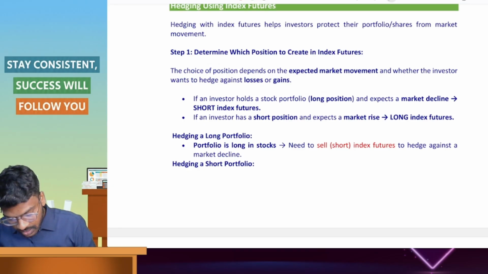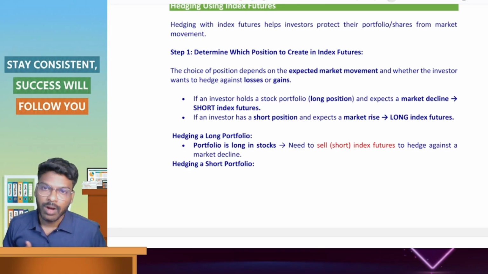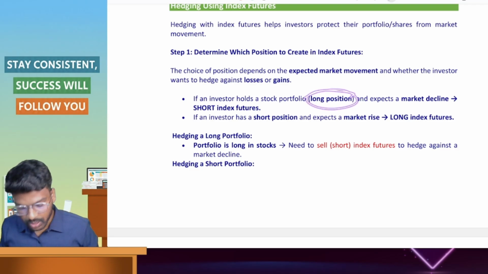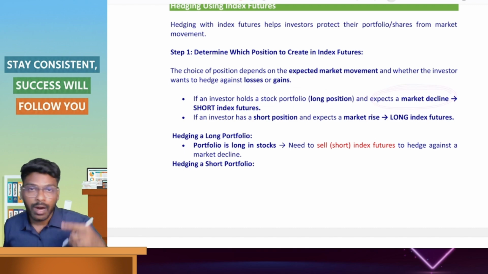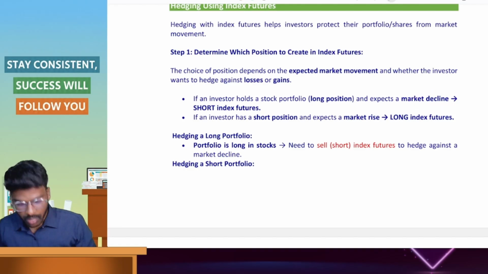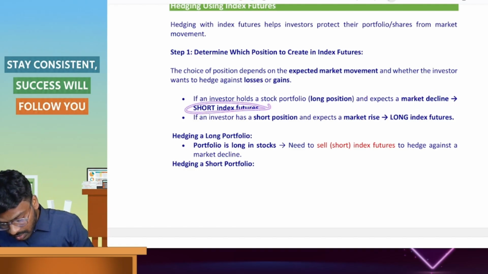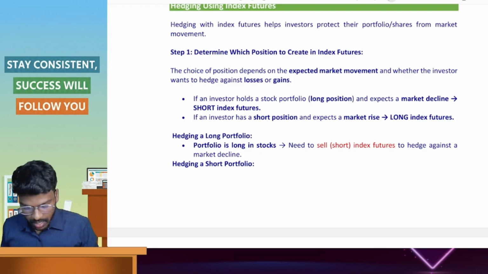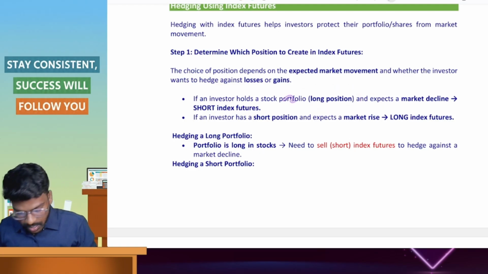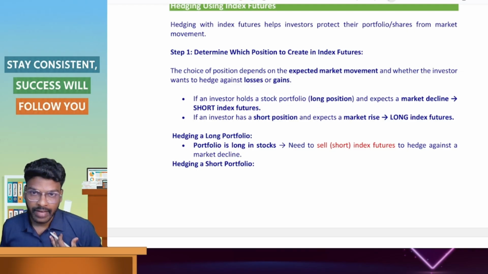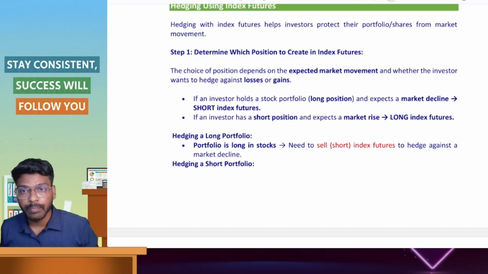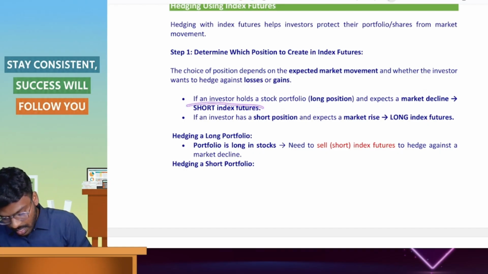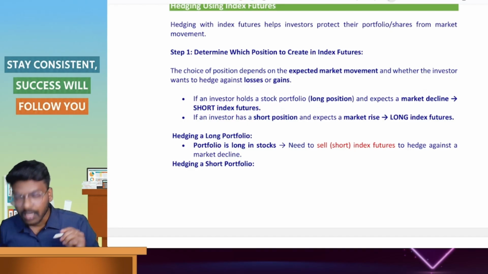If the investor holds a stock portfolio, I am already holding the stock, that is a long position. I have taken a long position in the stock. He expects that the market price will decline. Then what do I have to do? I have to take the opposite position, that is a short position in an index future. If I have a long position in the stock portfolio and expect that the market will decline, then I have to take the opposite position, that is a short position.